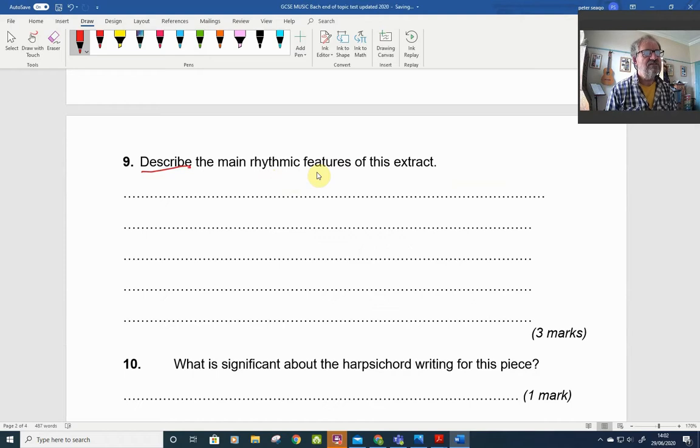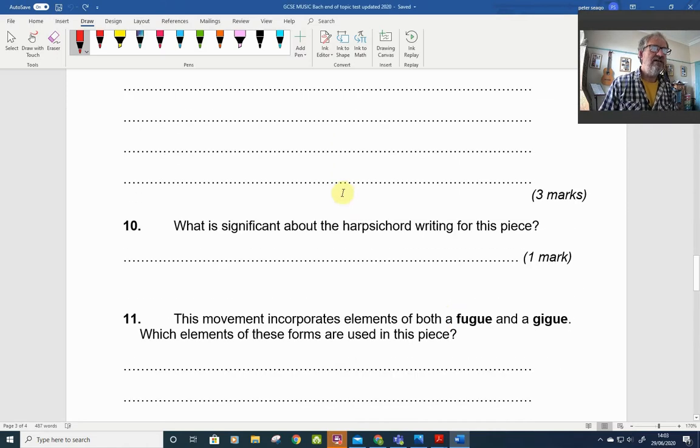You would have to explain why the note values in one bit of the harpsichord part might be appropriate for this piece. So describe means not just identify and tell me what they are, but give me a reason why that's appropriate for this piece. And again, there's a whole video on that, so make sure you go and watch that again. If you want 3 marks, you've got to make 3 points, fill up the spaces.